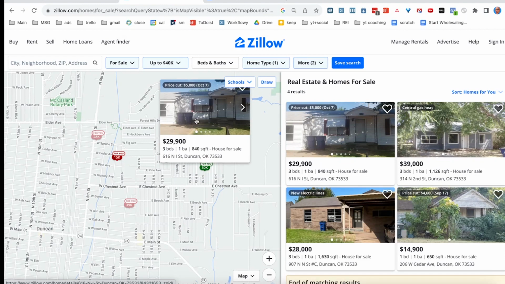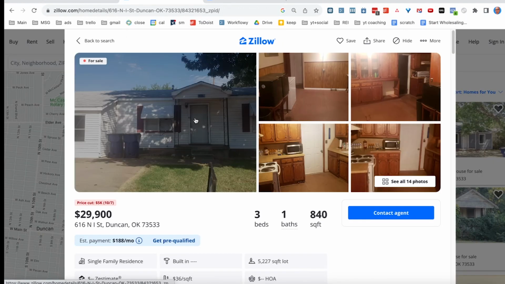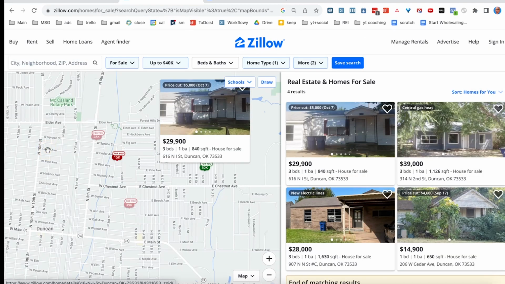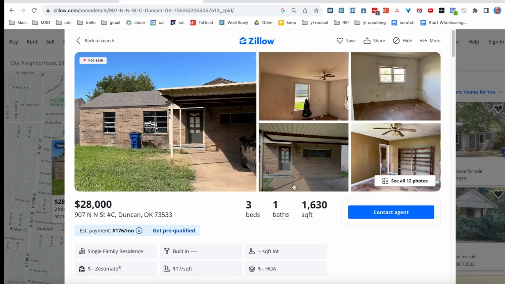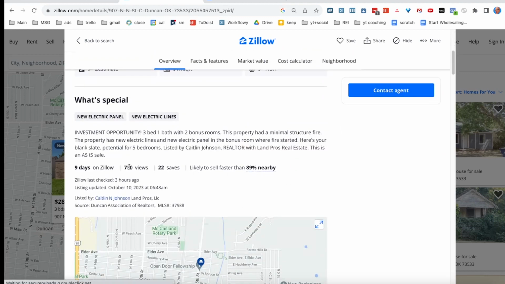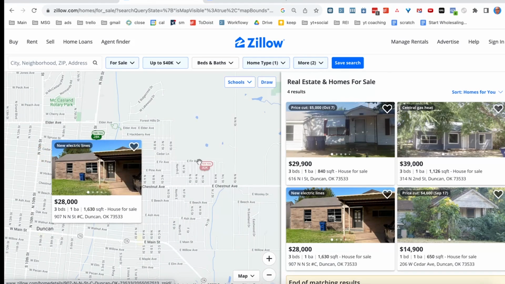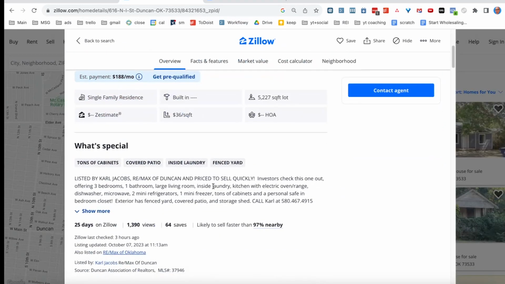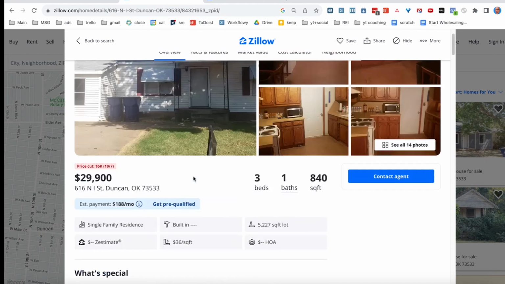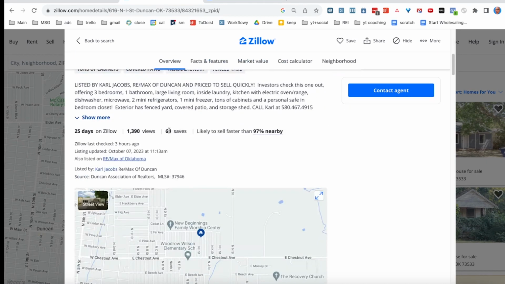So based on this information, let's look at this one here. This is 840 square feet. It's a small house, but they're asking 29, and they reduced it. So the other thing to look at is how long they've been on the market. If this is on the market for 9 days, this one here is on the market for 25 days. And I'm also looking at the saves, how many saves.